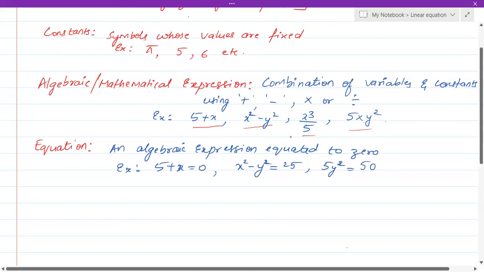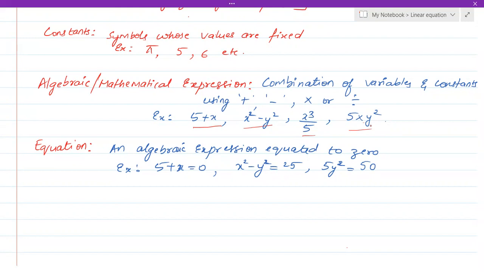All these are algebraic expressions because we have combined constants and variables, or it might be variables and variables itself. Okay, it might be combination of variables and variables, or constant and constant, or constant and variable, anything. On the whole, it is combination of something. Okay, using plus, minus, or division sign. So these things are known as algebraic expression.